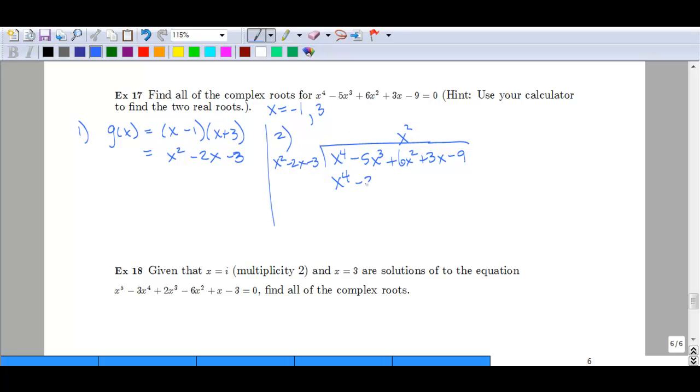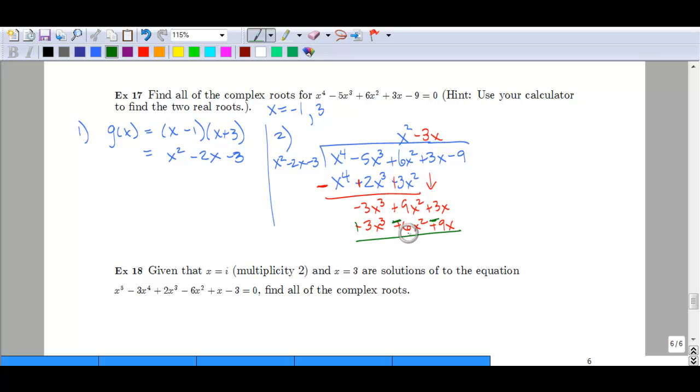X squared times negative 2x gives us negative 2x cubed. X squared times negative 3 gives us negative 3x squared. Again, we go through, change our signs. We end up with 0, a negative 3x cubed, and a positive 9x squared. We need to bring down this next term, this plus 3x. We again say, what do we need to multiply x squared by to get negative 3x cubed? We need a negative 3x. And so we end up with negative 3x cubed, positive 6x squared, and positive 9x. Again, go through and change our signs.